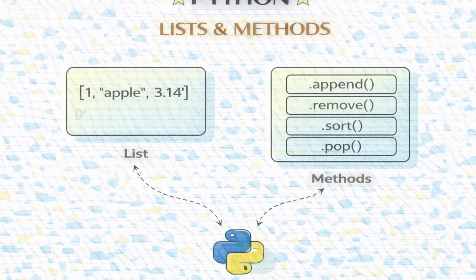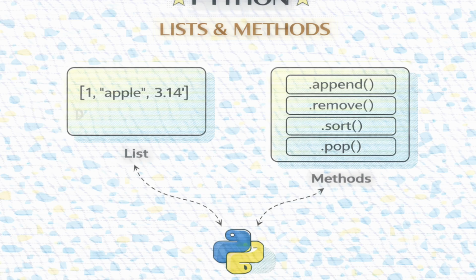Now, for modification, the source materials specifically call out the del statement for deleting things. Why that instead of a method like .pop? That's a great question. So .pop is useful when you want to remove an item and use it for something else.